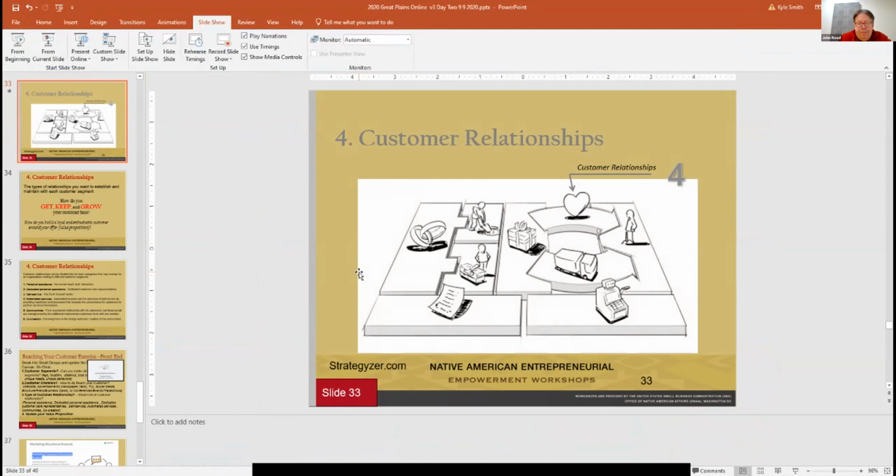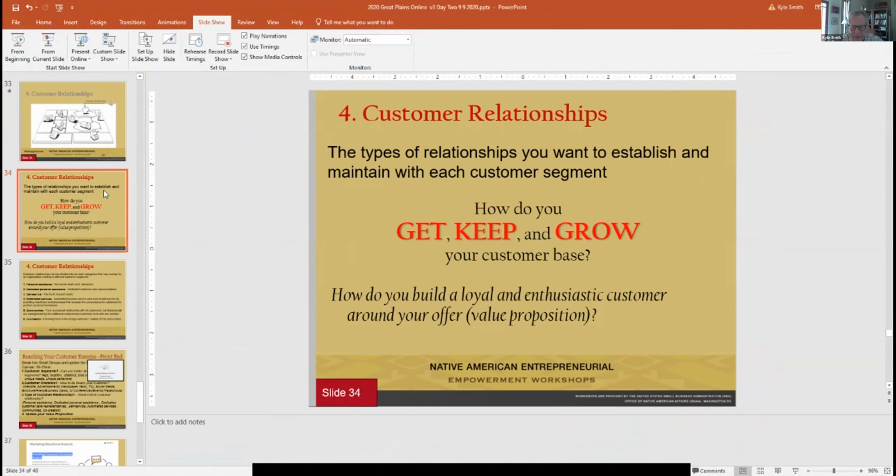Yep. So this next one is we want to think about, so we looked at customers, value proposition is the relationship. So part of this relationship is trying to understand fundamentally, what's the relationship you want to get, keep, or grow? And that's how you build a loyal customer base. So that's the customer relationship.